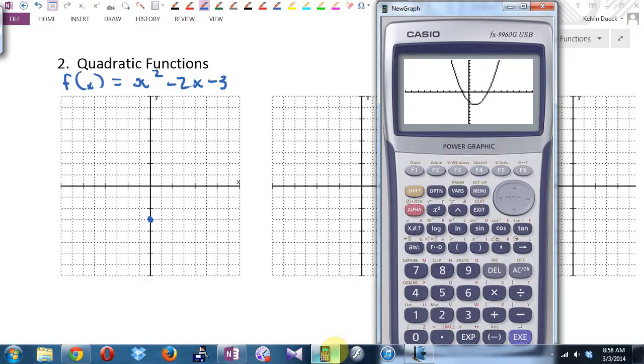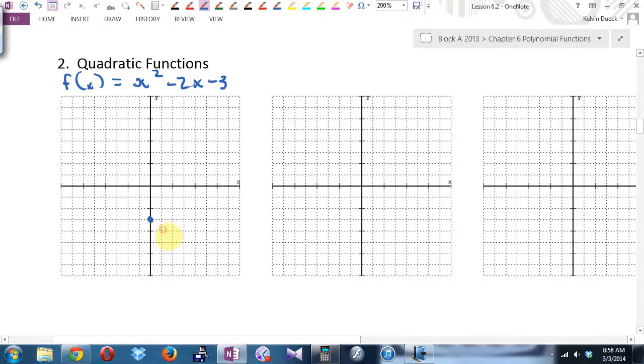The vertex. How? That's going to be G-Solve, which is F5, and it's either going to be a maximum or a minimum. It depends on whether your graph opens up or down, so you'll just have to interpret. In this case, which one is it, Jake? Maximum or minimum? The vertex. Minimum, right? Minimum means the lowest. Maximum means the highest. So min. Vertex is at 1, -4.